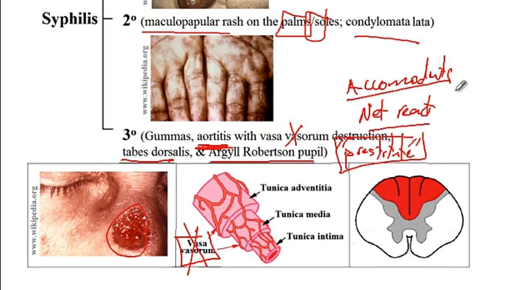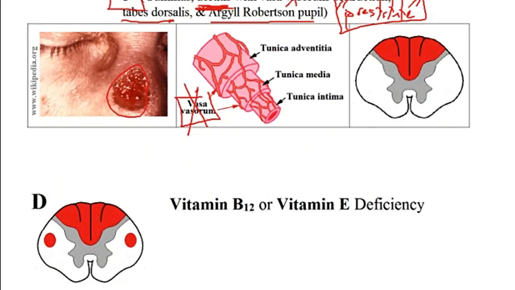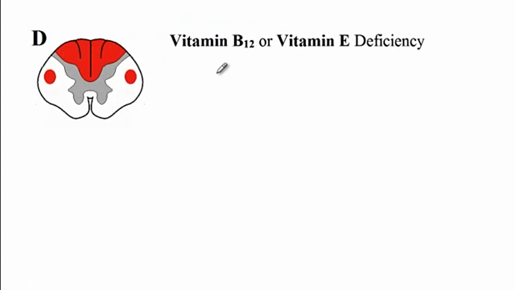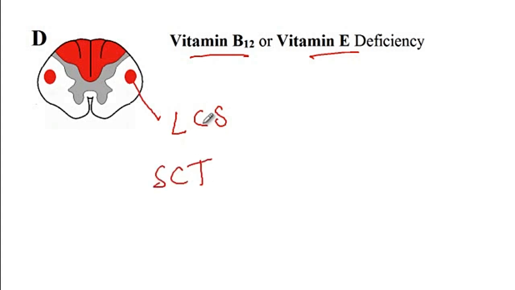In any case, these were the symptoms, and the Tabes dorsalis is one of the symptoms of tertiary syphilis, as a consequence of which there would be loss of position as well as vibration sensation. Next, we have vitamin B12 as well as vitamin E deficiency, which causes loss of the dorsal column as well as the lateral corticospinal and spinocerebellar tracts. So the lateral corticospinal as well as the spinocerebellar tracts are lost in these patients. And so consequently, they would present with ataxia as well as loss of their position and vibration sensation.